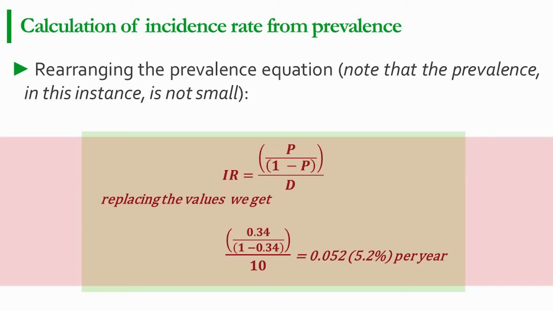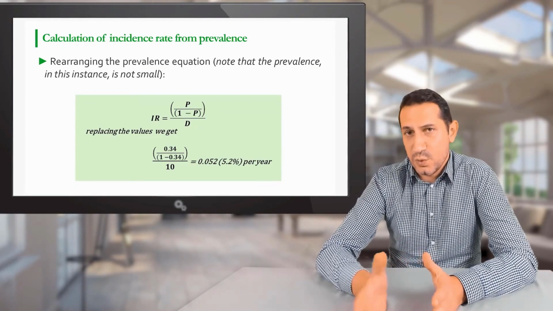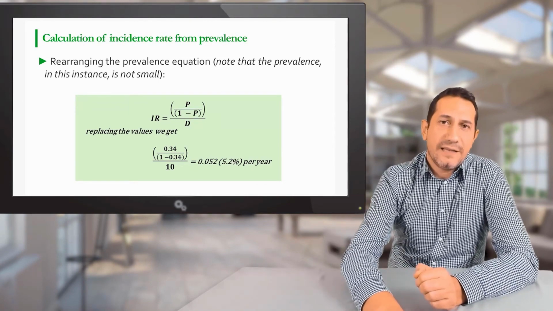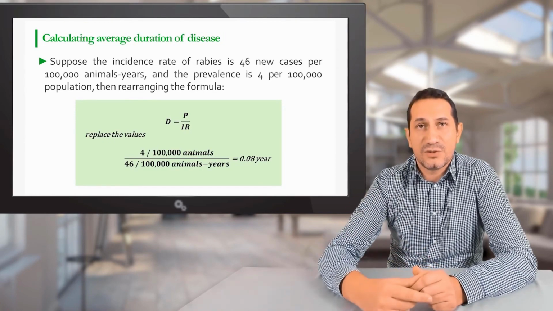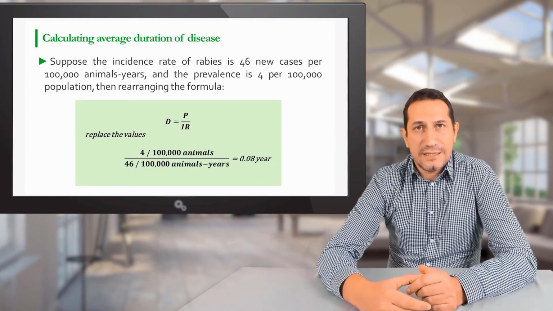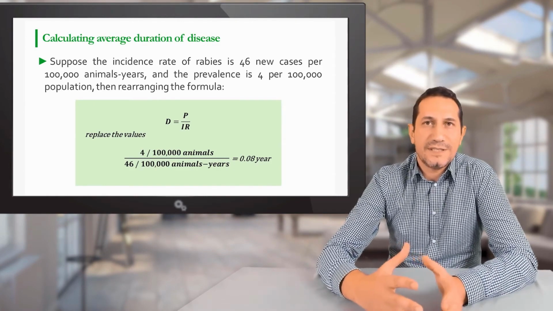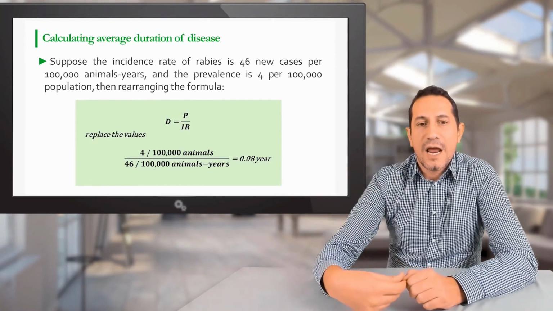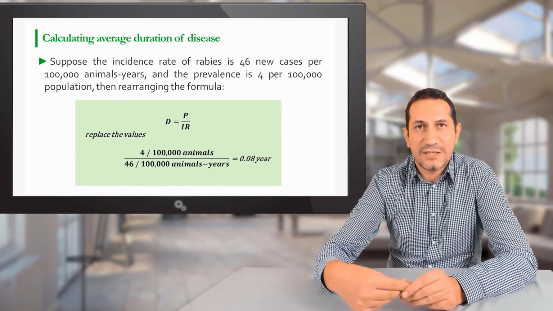So that's how we calculate the incidence rate when we know the average duration of the disease and we know the prevalence. The same can be applied to calculate the average duration of the disease. Let's say that we have an incidence rate of rabies of 46 new cases per 100,000 animals a year, and the prevalence in the whole population is 4 per 100,000 population.